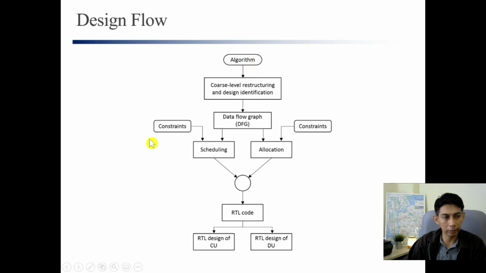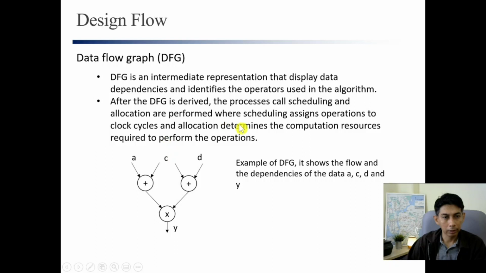After the DFG is derived, the processes called scheduling and allocation are performed. After this, we do this allocation. Just like I said, scheduling assigns operations to clock cycles, and allocation determines the computation resources required to perform the operations. This is the DFG.